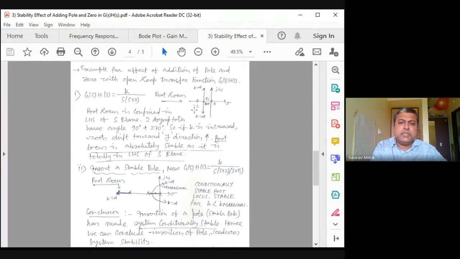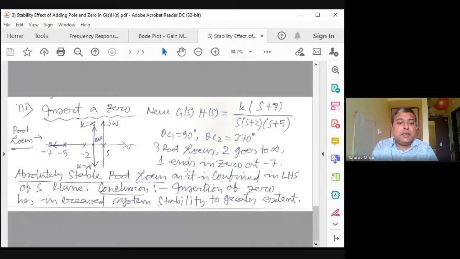This is the root locus, what you can see. Then I have added another thing, s plus 5, and you can see the logic that I have developed. This is the way you can draw. So this becomes now conditionally stable. And next, insert a 0.